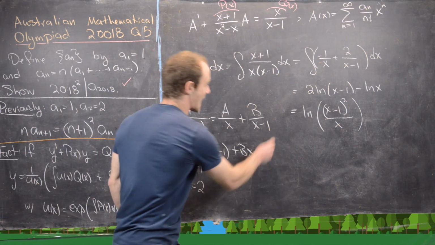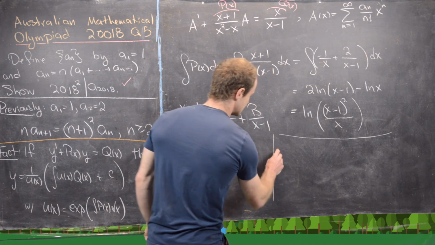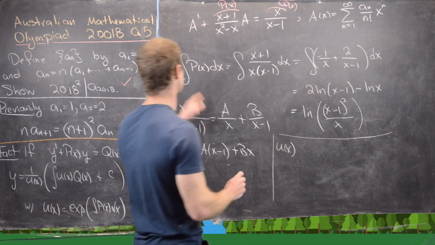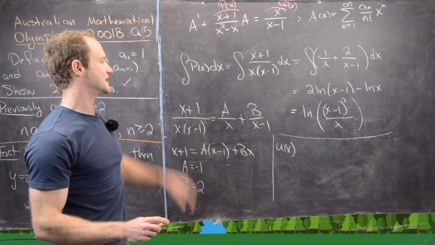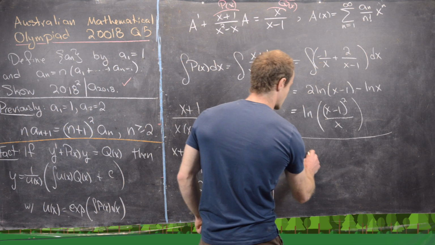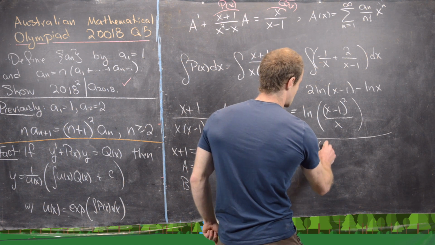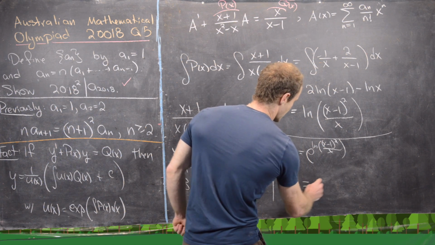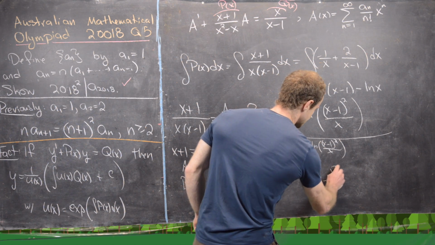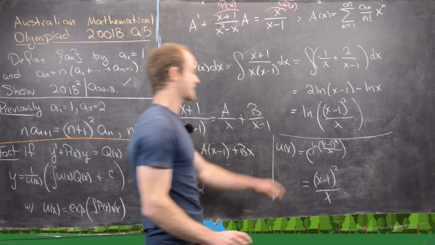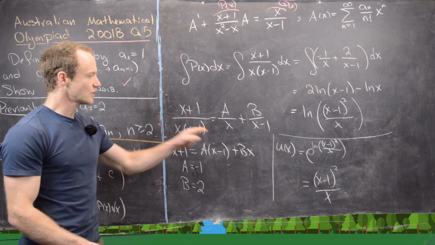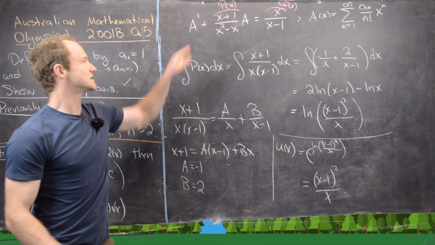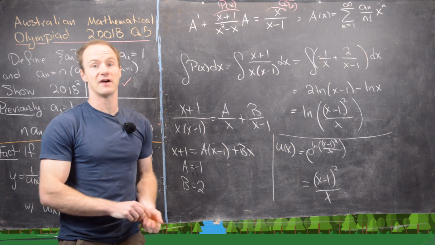Okay, so now we can exponentiate this. So notice this u of x is going to be the exponential of this antiderivative. In other words, it's going to be e to the natural log of x minus 1 squared over x. In other words, it's x minus 1 quantity squared over x. That's our u function. Great. So now that we've got this, let's go ahead and clean this up and then finish it off.